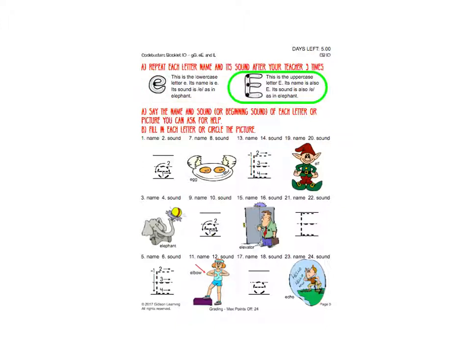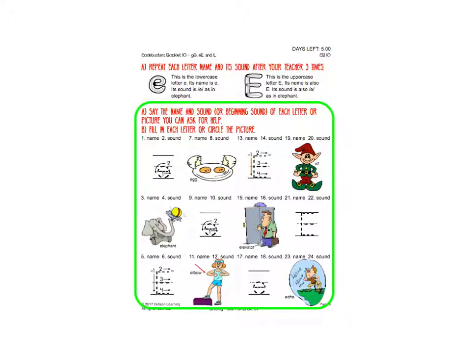This is the uppercase letter E. Its name is also E. Its sound is also as in elephant. E, E, E. And then you can write your uppercase letter E.